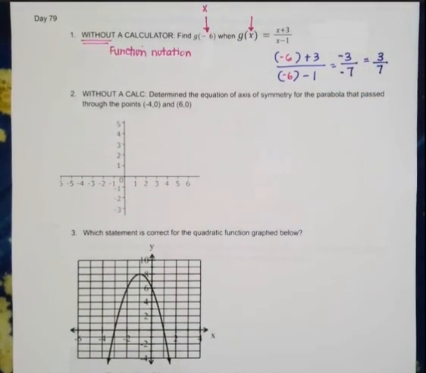Without a calculator, typically your answers are going to be in just like that, in that form. 3 over 7 is perfect. It can't be reduced. Remember, we are in Math 1. If the fractions are reducible, you definitely want to reduce them.